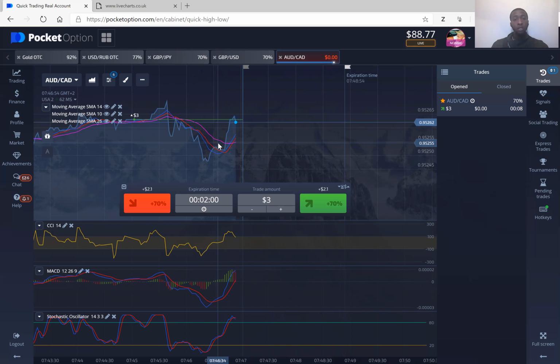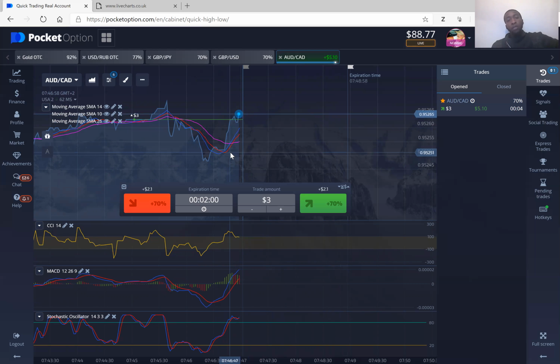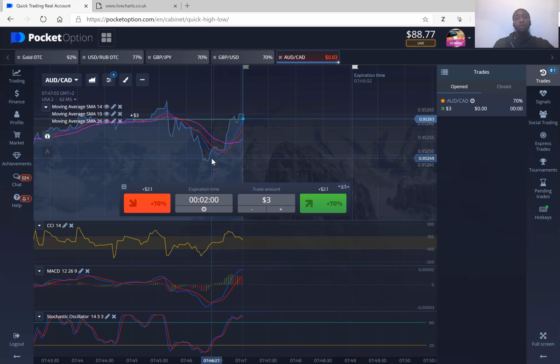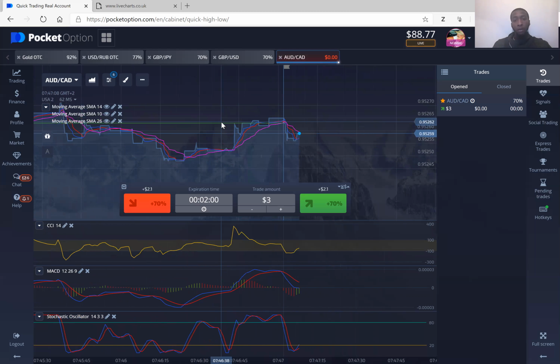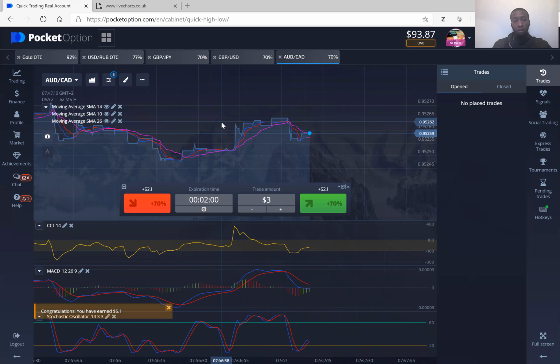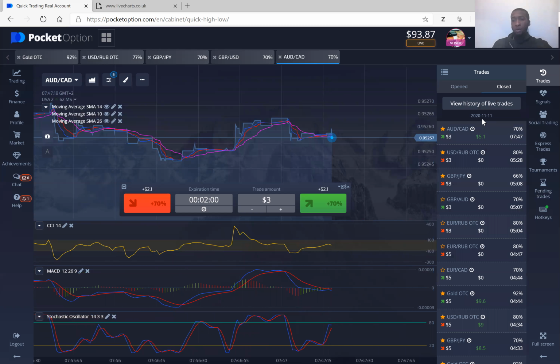Another thing that you do want to remember with these entries is that you always want to get in on a lower candle. Yeah, I get that. Let's see. That one looked like it closed positive. I can't see it. Oh yeah, that one closed positive.